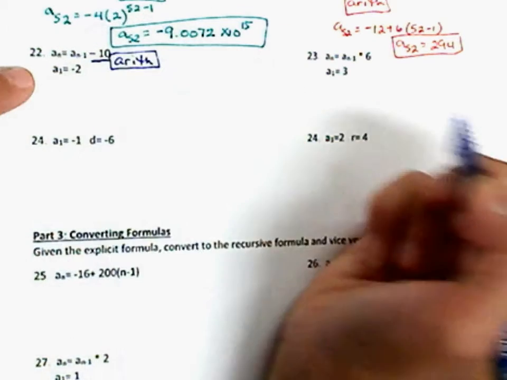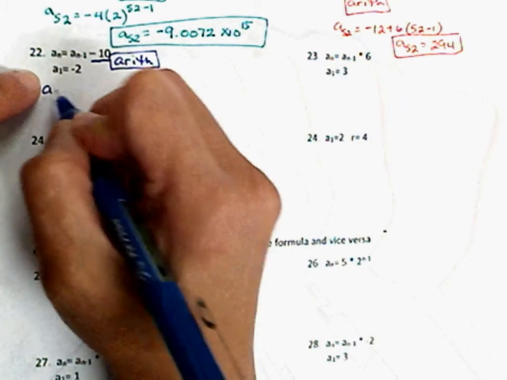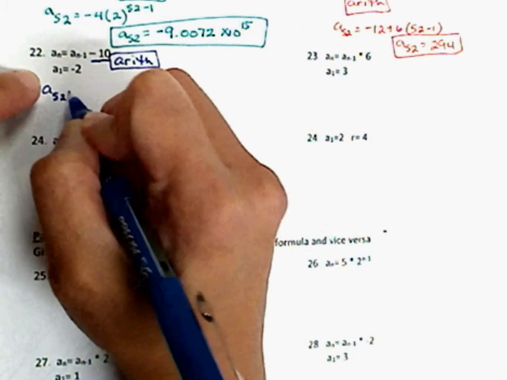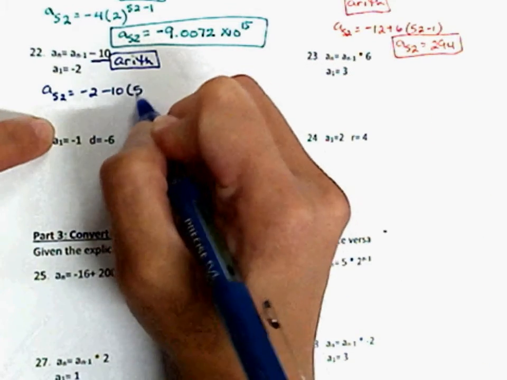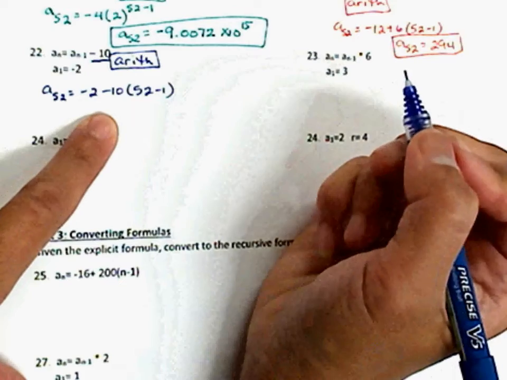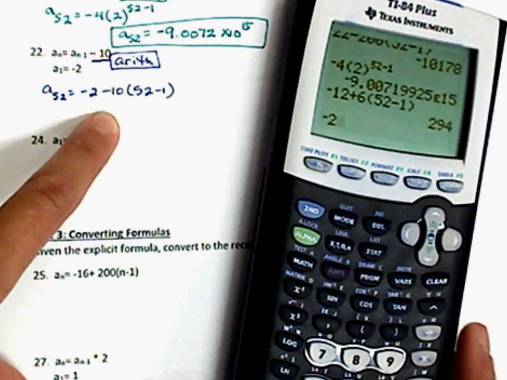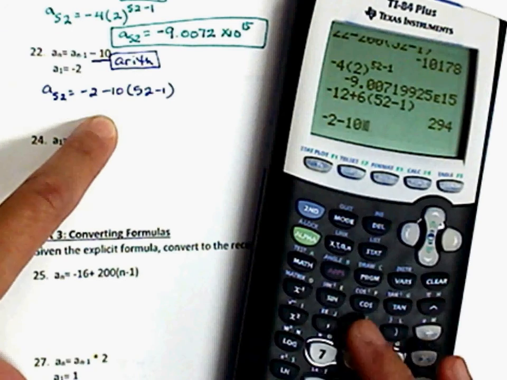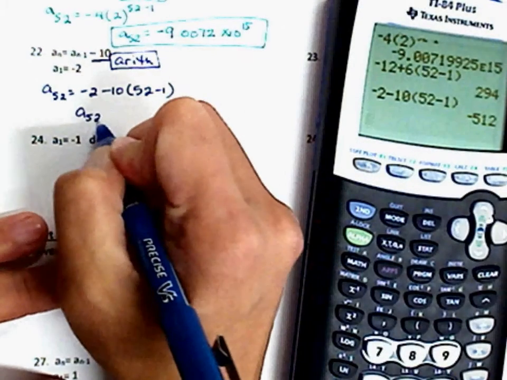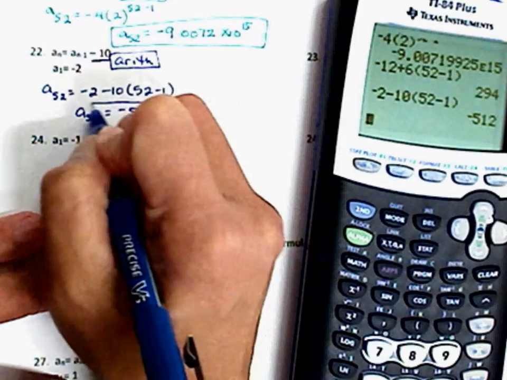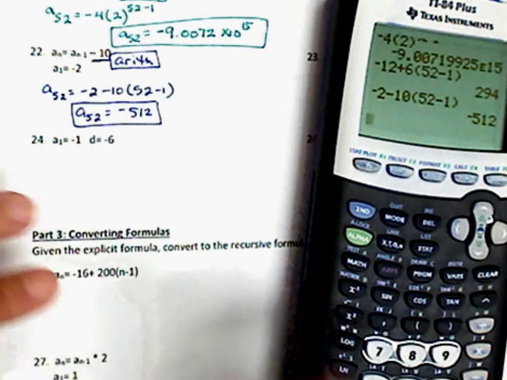All right. Now I'm going to write my formula to help me, okay? So the formula is A sub n, which is A sub 52, equals your first term, minus your D, 52 minus 1. See, I just converted my recursive to my explicit. So negative 2 minus 10, parentheses, 52 minus 1 times. So my 52nd term is negative 512. If you guys see that I made a mistake somewhere, please let me know, because I'm going kind of fast.